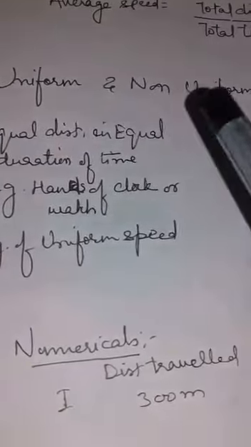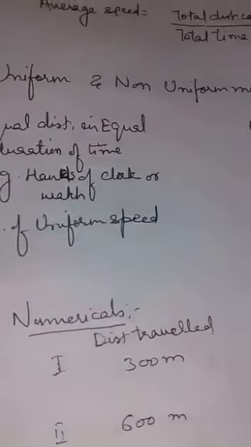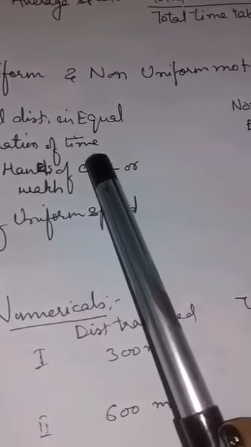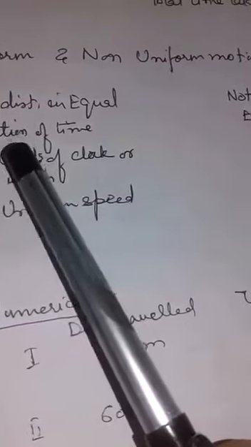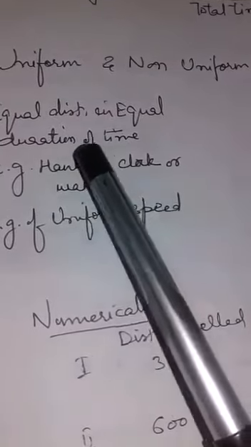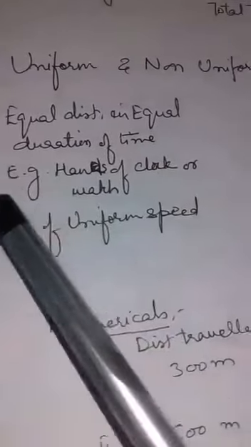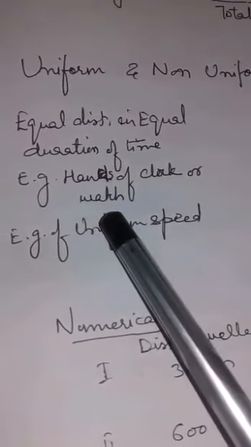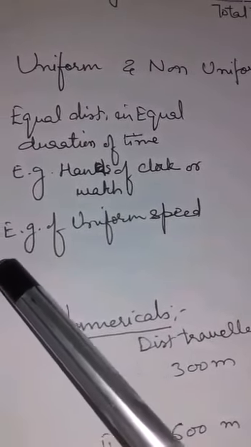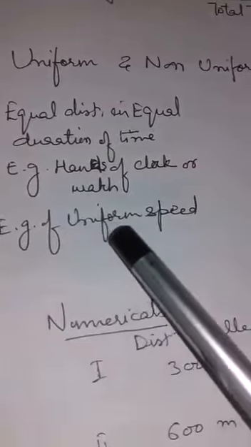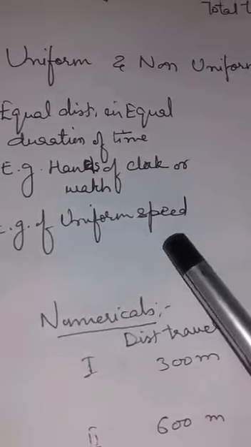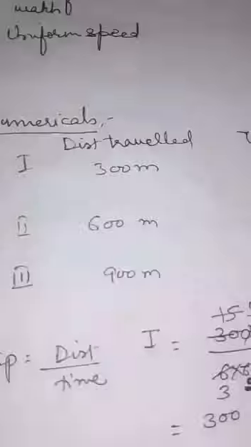Next one is uniform and non-uniform motion. Uniform motion is defined as the motion in which, if an object covers equal distances in equal durations of time, then its motion is known as uniform motion. For example, hands of a clock or watch. Uniform motion has uniform speed also, means there is no variation in speed.